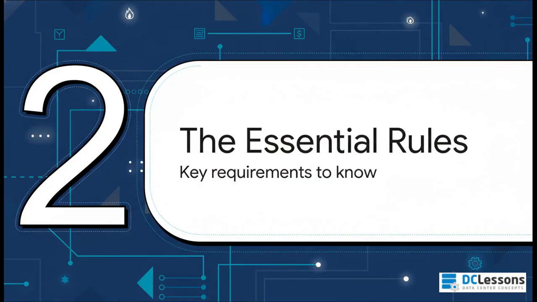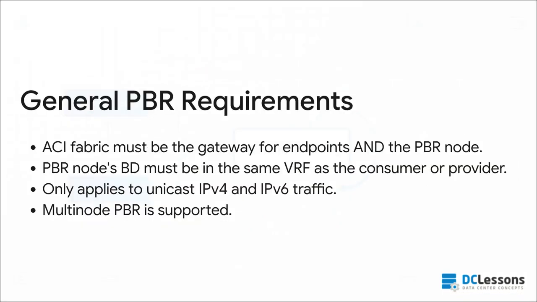Now, before we get to the fun part with all the diagrams, we absolutely have to go over the ground rules. Look, PBR is incredibly powerful, but you have to follow some very specific requirements to make sure it actually works the way you expect. Okay, so these are the foundational rules for any PBR setup. First, and this one is huge, the ACI fabric has to be the default gateway for everything. That means for your endpoints and for the service device, like the firewall itself.